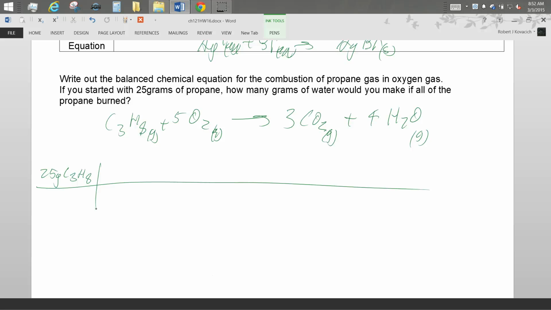So I got 25 grams of propane, but I don't really care about anything's mass. What do I need to do first? I need to count it, right? So I do that by turning it into moles. I'm turning it into a number of propane molecules. So for every 1 mole of C3H8, I have some number of grams of C3H8. It's like 44. 0.096. Okay, so what does this step do for me?